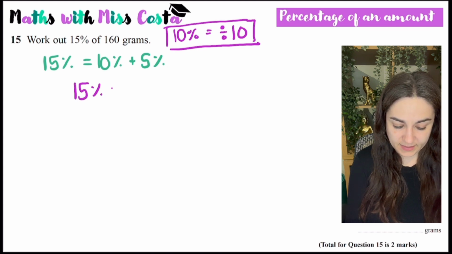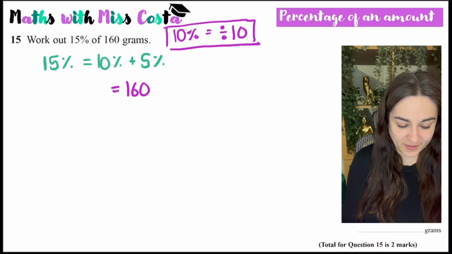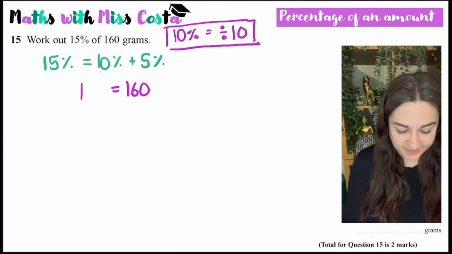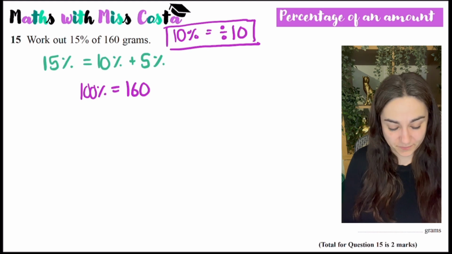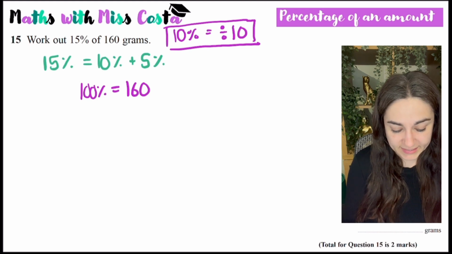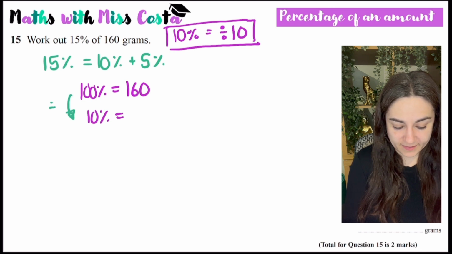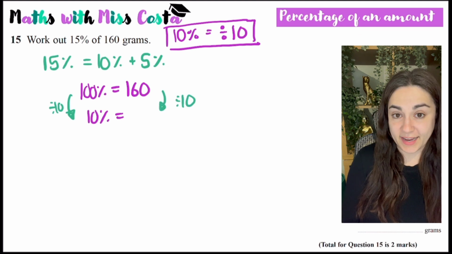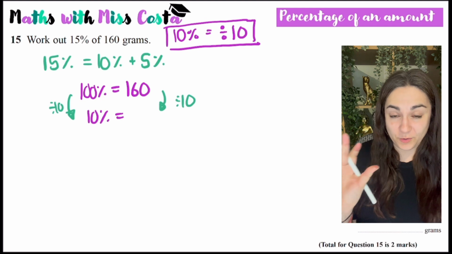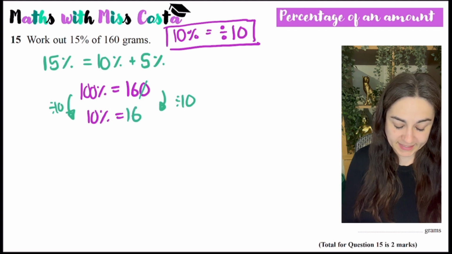15% is 160 grams. Oh no, sorry. I know that 100% is 160 grams, because that's my amount, that's the thing that I'm trying to work out. So 10% is going to be divided by 10. So 160 divided by 10, to divide anything by 10, if your number ends in zeros, we just chop off the 0. So 10% is 16.